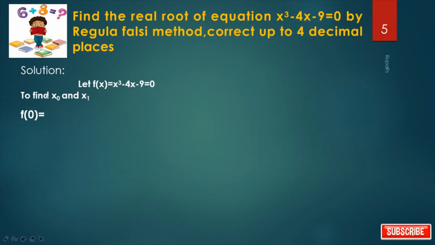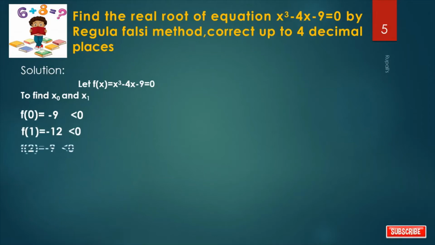So, to find x0 and x1, we start from value of x as 0. So, what is the value of f(0)? It is minus 9, that is negative. Now, f(1) is minus 12, it is also negative. f(2) is minus 9, it is also negative. f(3) is 6, it is positive. So, I can say that root lies between 2 and 3.